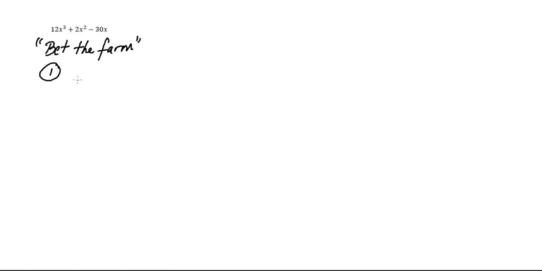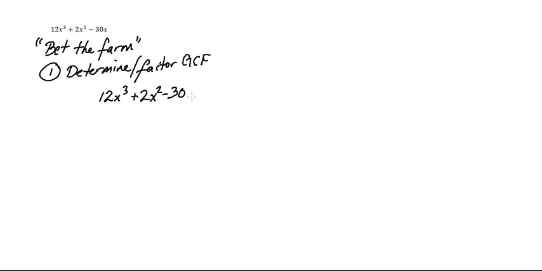Alright, first thing you always do in everything is determine the GCF. Okay, you always start with that. So, I've got 12x cubed plus 2x squared minus 30x. Alright, this is pretty obvious.